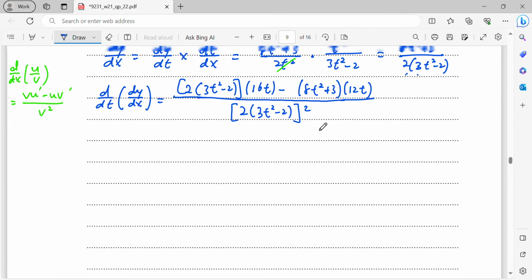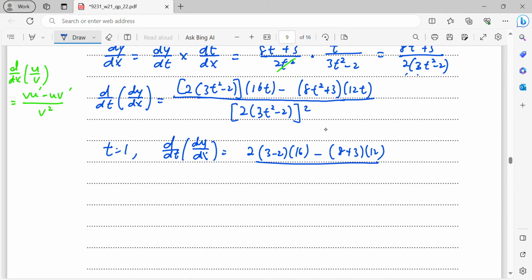So I will write when t equals 1, this is d over dt of dy over dx. So just replace the t by 1. I will get 2 bracket 3 minus 2 times 16 minus 8 plus 3 times 12 over 2 bracket 3 minus 2, then I square it. So this is going to be 2 times 1 times 16 minus 11 times 12 over 2 times 1, squared. Okay, then here it is going to be negative 25.